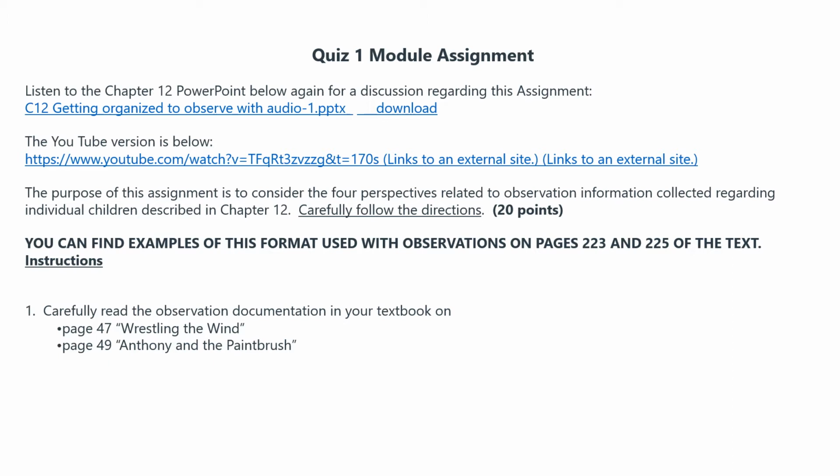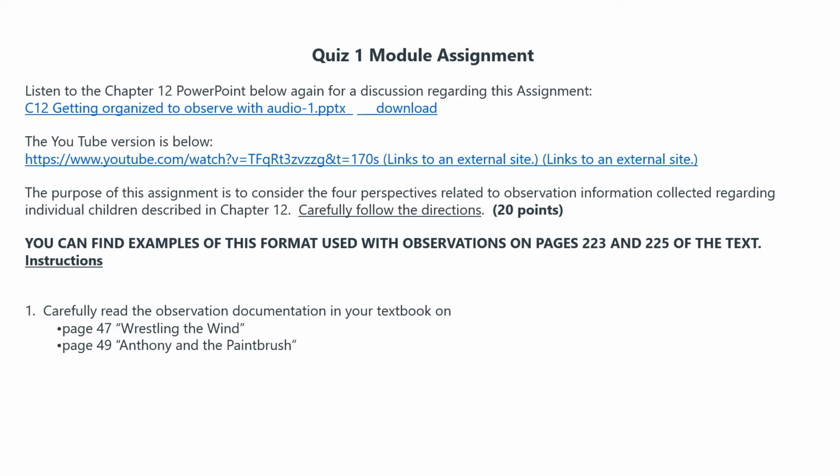The purpose of this assignment is to consider the four perspectives related to observation information collected regarding individual children described in Chapter 12. Carefully follow the directions, and this is worth 20 points. And you can find examples of this format used with observations on pages 223 to 225 of the textbook.